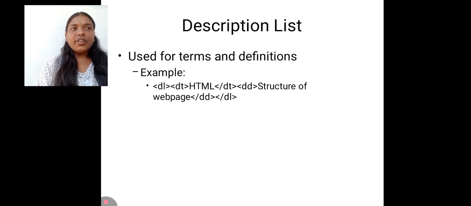This type of list is used for glossaries, facts, definition lists, or any content where a term needs to be explained. So first we define the DL, and inside it DT is used, and in DT we give the description of the given term.